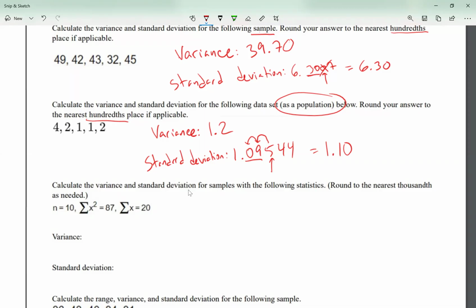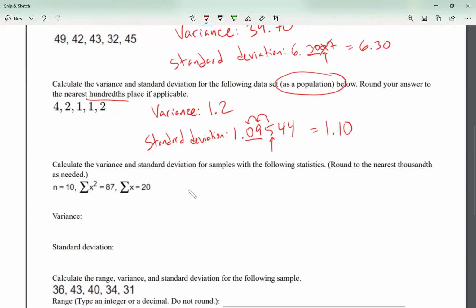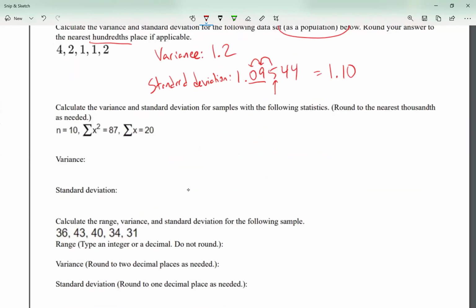Not bad, not bad. Now, when we have n, remember this is how many we have. We have these values. Now, sigma, we talked about sigma before. Sigma basically means that when you're adding things, when I'm adding the x squares, when I added all the x's, we're going to calculate the variance and standard deviation for samples with the following stats. Rounded to the nearest thousandth. Okay, here, 1,000 sounds like the number 1,000. 3 zeros. So that means I want my answer in 3 decimal places.